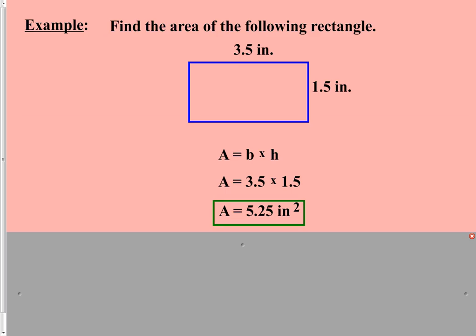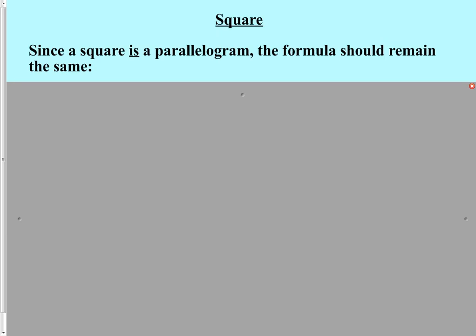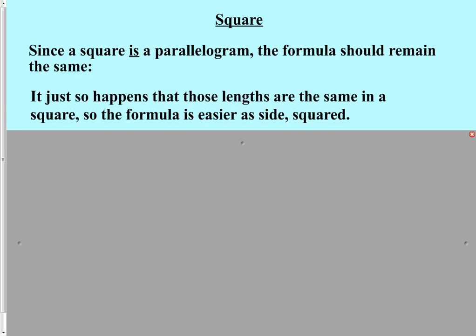There's one more type of parallelogram that is out there, and it is our friend the square. Okay. Well, once again, square is a type of parallelogram, so the formula ought to remain the same. Area equals base times height. However, square has an interesting property going on with him. He is a rectangle, which means his side lengths are perpendicular to each other. But square is also a rhombus, which means his sides are congruent to each other.